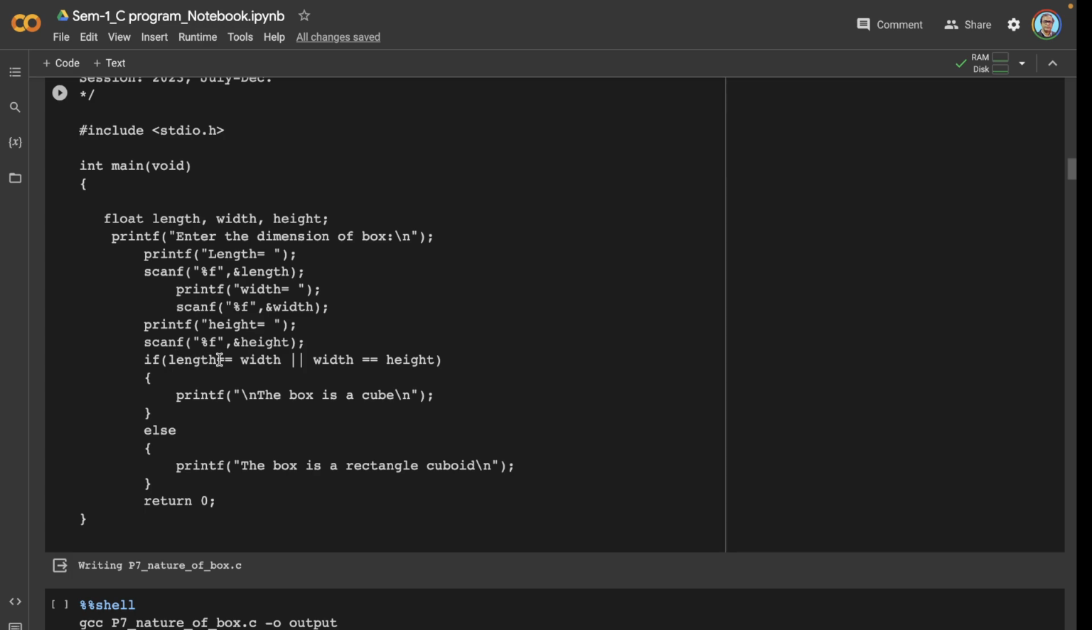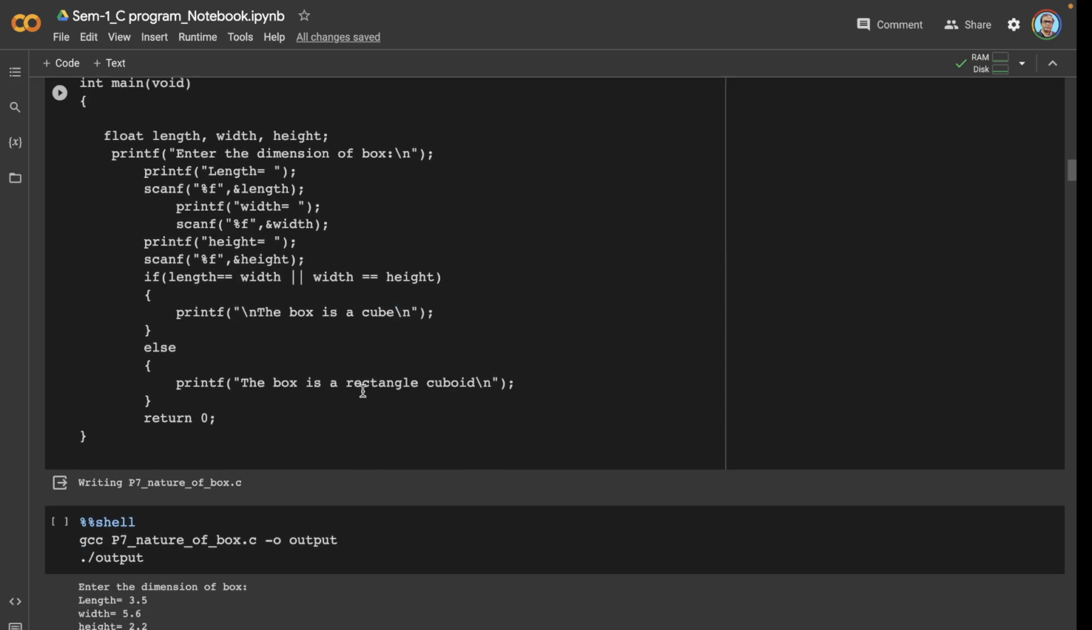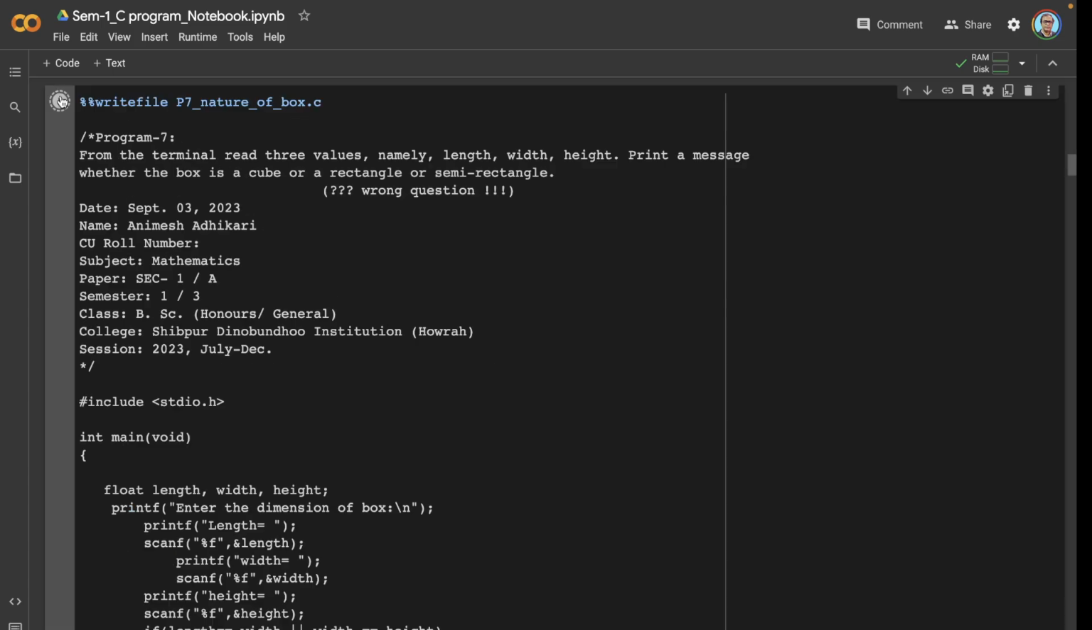If length equals width or width equals height, print the box is cube. Else, print the box is rectangle cuboid. So run this problem.